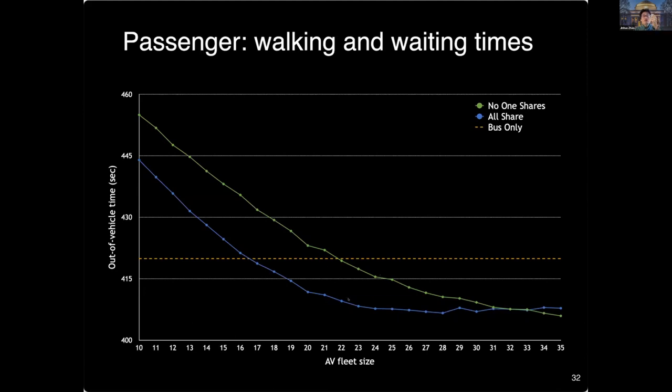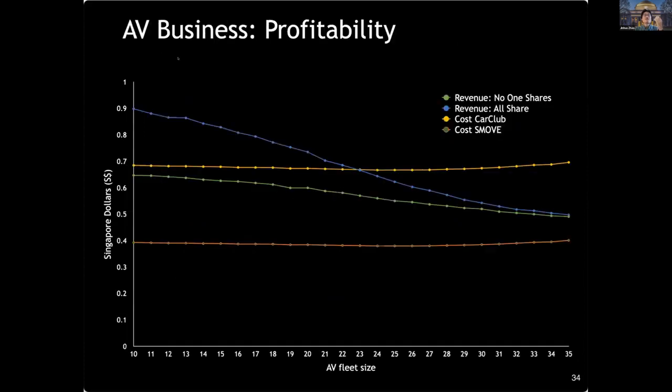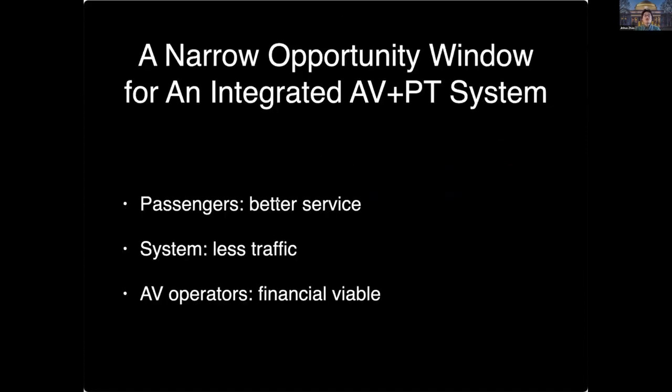So when can you design the system so that it's better than the status quo from the passenger point of view? You can also evaluate it from the system traffic point of view, the total VKT, and from the AV business point of view, for it to be profitable. So here, the high level lesson is this: there is an opportunity window where the integrated system can be better along each of the three dimensions: a better level of service to the passenger, less traffic to the system, and for the AV operator to make money. But this opportunity is narrow, at least in the context we learned.